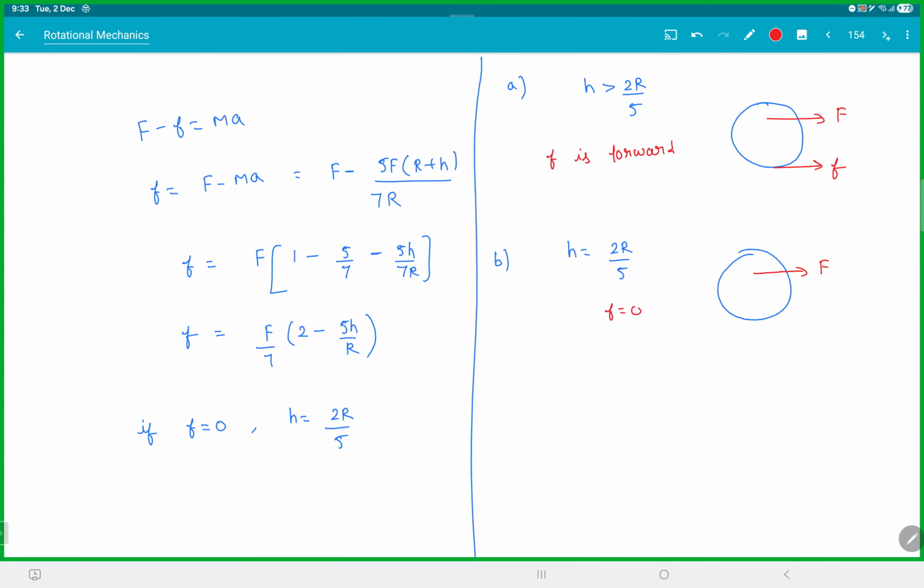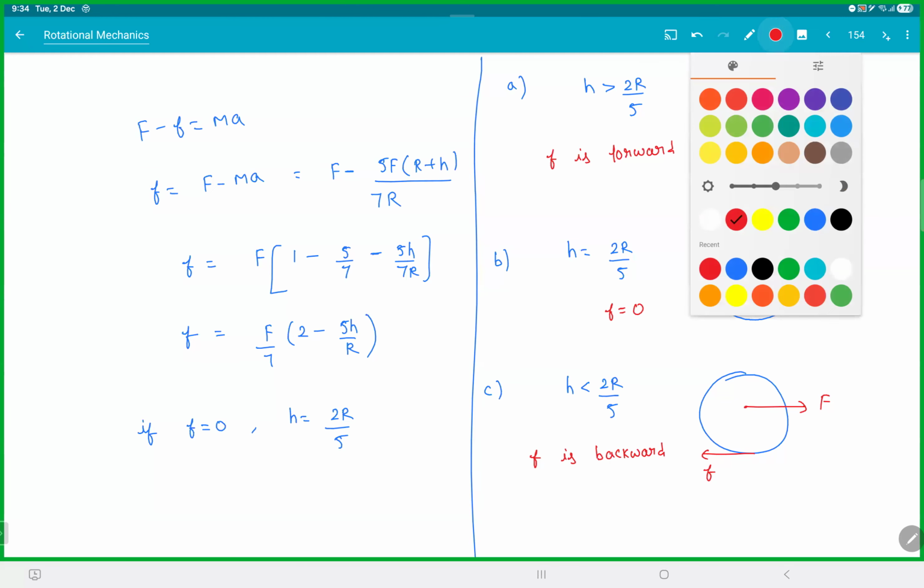At what point the force must be applied so that it will never slip independent of value of the force? Means even if I apply infinite force, the body should not slip. Where should I apply the force? 2r by 5, for a solid sphere. If you take a hollow sphere, the number will change again. Suppose if h is less than 2r by 5, in this case, friction will be backward, force will be forward. So friction direction is not constant. It depends on where you're applying the force. Is that clear, everyone?